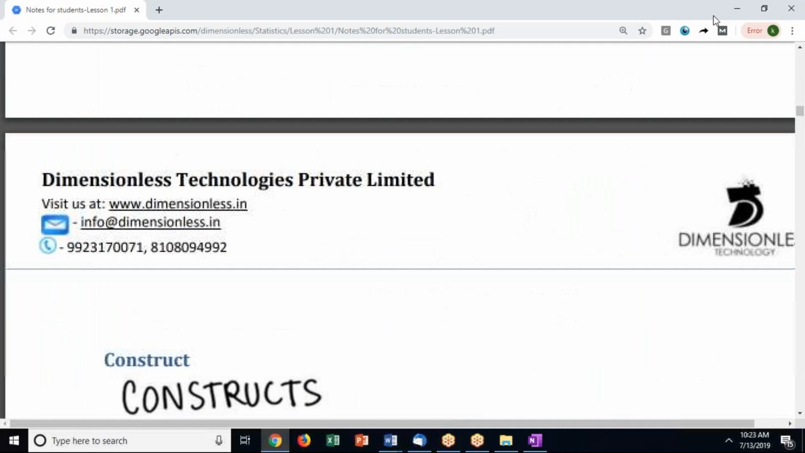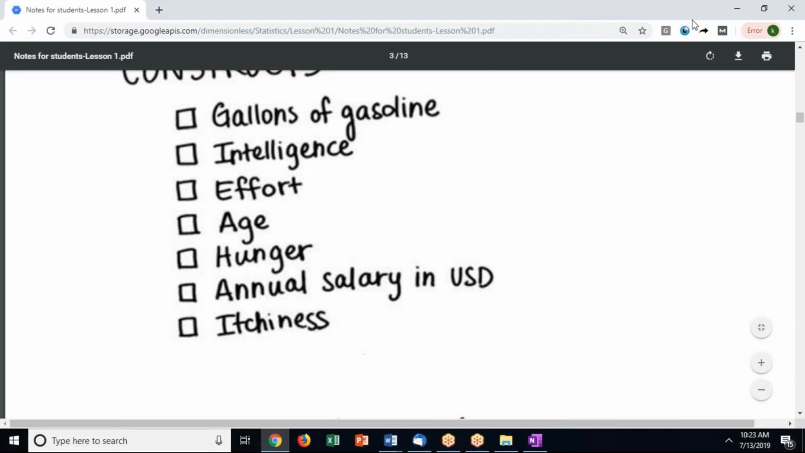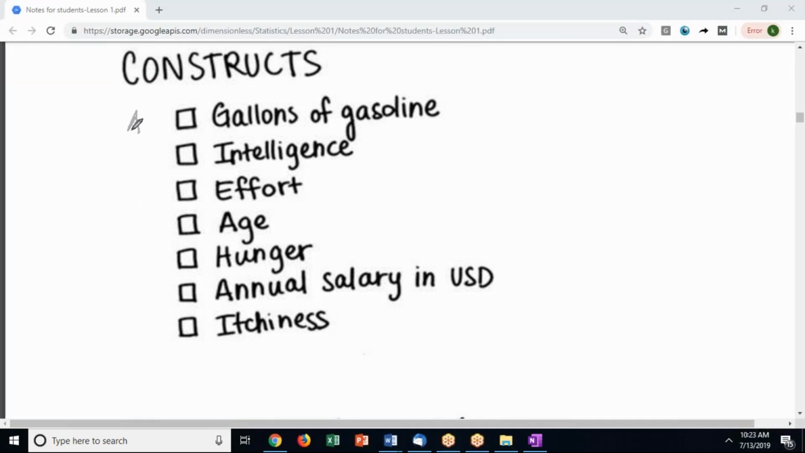Okay, let's take a quick example here. Out of these, which of these are constructs? Quickly on the chat window only, take it as A, B, C, D, E, and tell me which of these are constructs on the chat window.